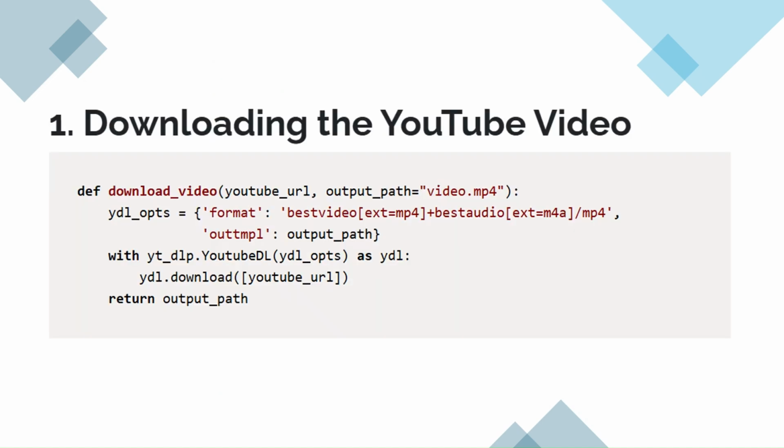I'll briefly go over each of these functions. Of course, you can see the full implementation on my blog post, which I'll have the link towards the end of the video. So here's the function which downloads the YouTube video. It takes the YouTube URL as input and the output path, and it will download the YouTube video at the given path.